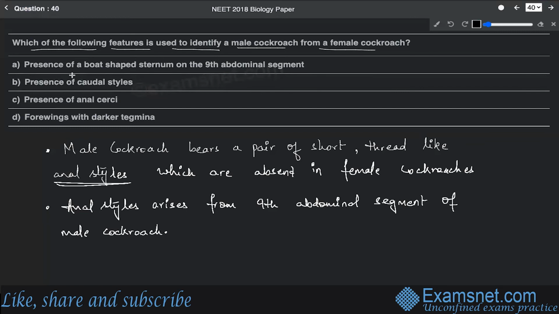So let us take a look into the options. Presence of boat-shaped sternum on the ninth abdominal segment. Now this is common in both male and female cockroach. That means presence of sternum. Then presence of caudal style. This is only in the case of male cockroach.